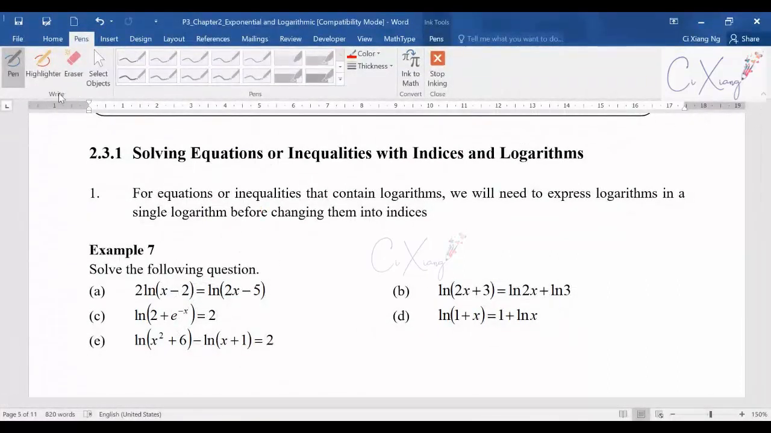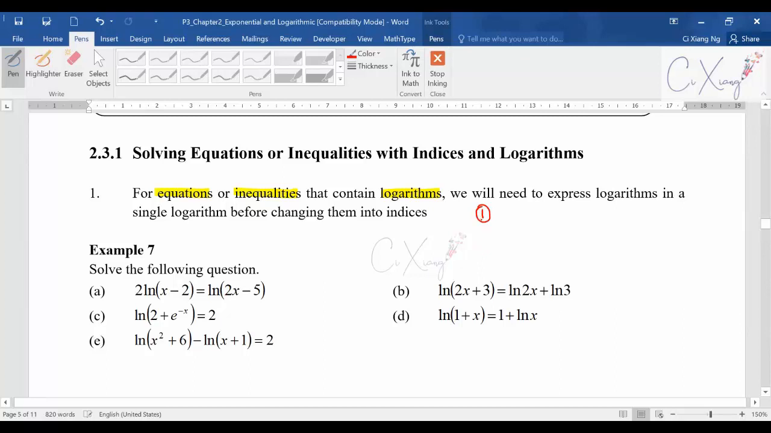When you want to solve an equation or inequality that contains log, you need to express the logs as a single logarithm before changing them into indices. This is the hint to make sure you can answer all the questions that contain log in the equation. There are some certain patterns that you need to rephrase before you can solve the equation.